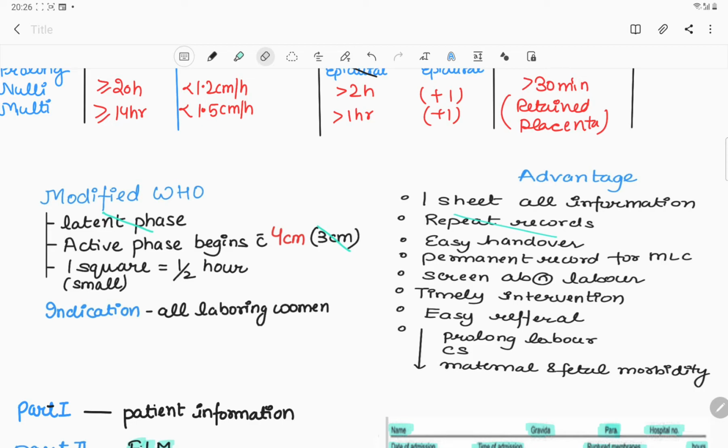Then what are the advantages of plotting the partograph? It is a single sheet which contains all the information. There is no need to repeat the record, it is easy to hand over, and it can act as a permanent record for MLC purpose. It screens abnormal labor so that timely intervention can be made and easy referral can be done. It decreases the chances of prolonged labor, cesarean sections, and maternal and fetal morbidity.